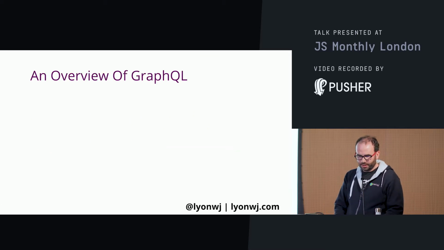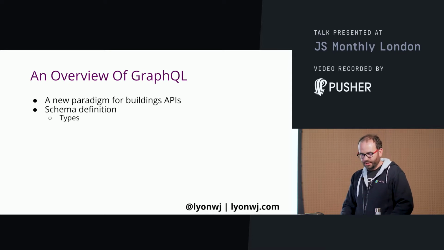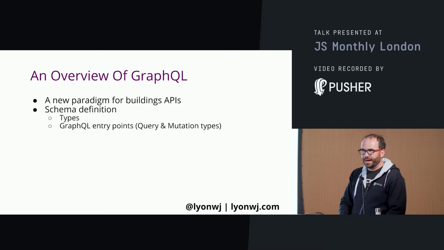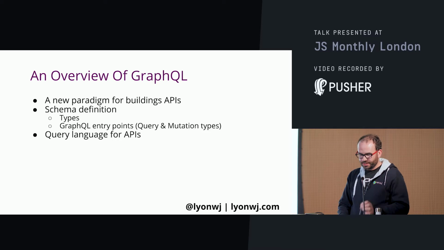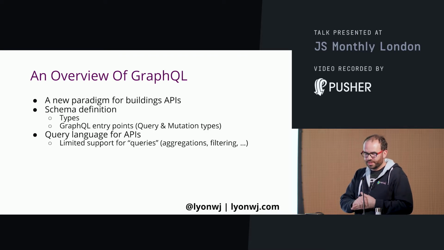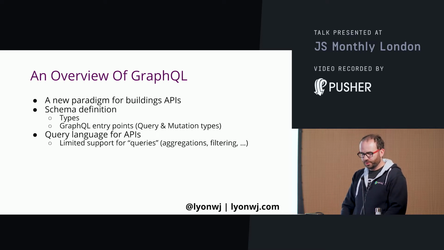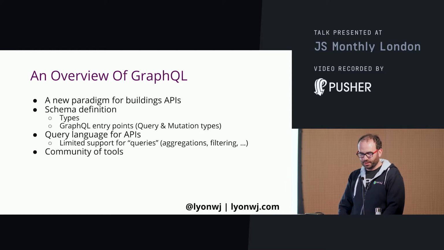So first of all, let's talk a little bit about GraphQL. We said that GraphQL is this new paradigm for building APIs. It's not really a query language for a database necessarily, but instead it's a query language for APIs. So it's a way of specifying data and then querying the data, but with limited support for what we would think of as queries. So there's no support for aggregations or filtering, things like that.